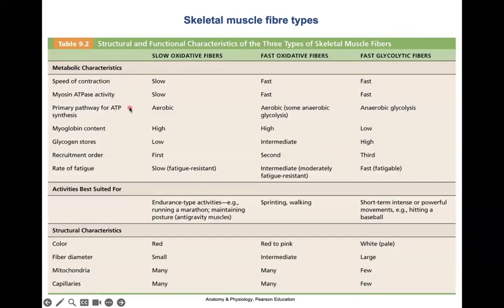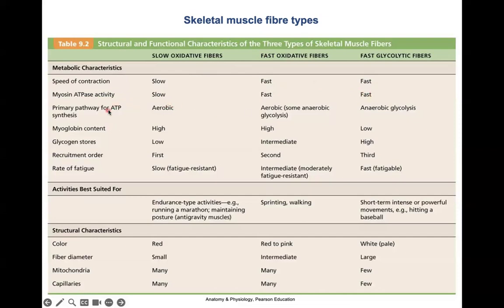Here are some differences between the three types. I'll just quickly go over the list. Speed of contraction, type 1, remember this is the one that requires oxygen, okay, oxidative metabolism, so this is slow. Type 2b is fast. So the myosin ATPase activity of type 1 is slow, type 2b is fast. This is the sprinter, remember.